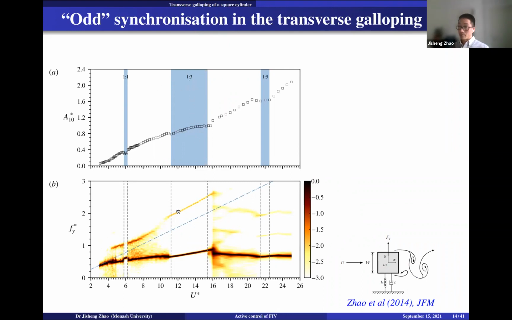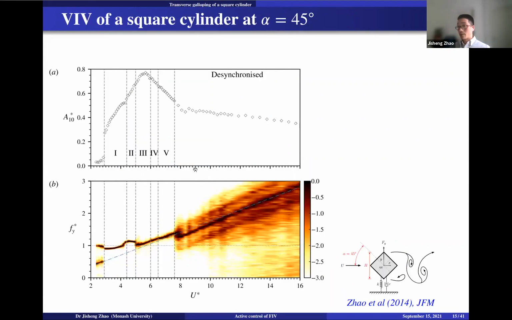You can see this is a third harmonic frequency component. But this one is the dominant frequency component. It's not locked onto the natural frequency either. And I find that there's an off-synchronization phenomenon in the square cylinder case. But for the diamond, as you can see, it's more like a circular cylinder in terms of the frequency response style.